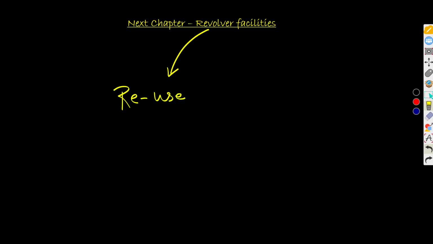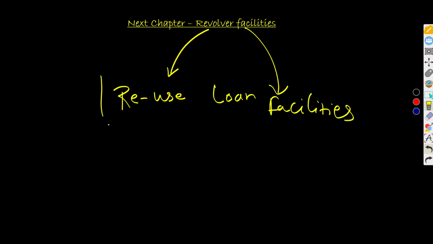All right, so let me take you to the next level to see what a revolver credit, revolver facilities, is. Okay, so let's start the discussion. If I talk about revolvers, you can say revolver means reuse. Reuse of what? Reuse of loan facilities. So what does it mean? See here, I have decoded it already. Revolver means reuse of loan facilities.